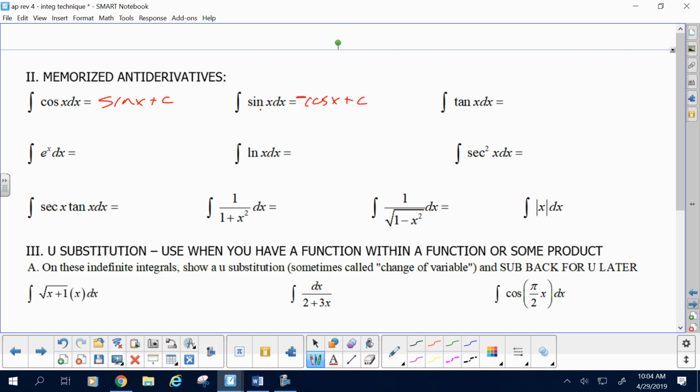Tangent, if you had to show the work, it's an identity of sine over cosine with u sub, but more commonly, you need to have it memorized, and it's most commonly known as natural log of the absolute value of secant.